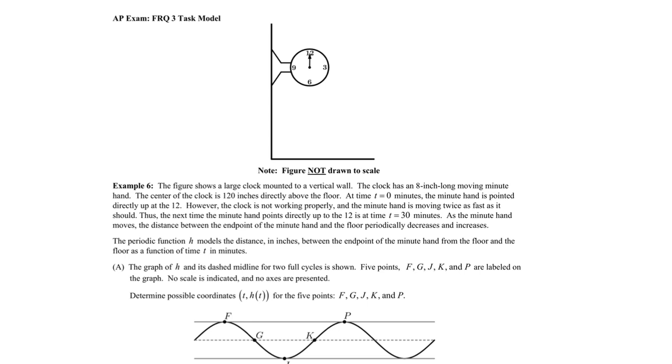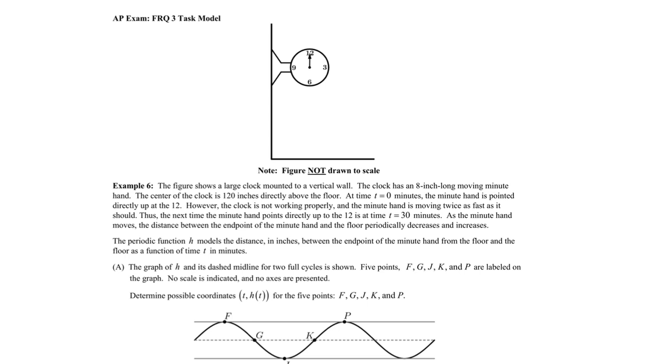Notice on this page it says AP Exam FRQ3 task model. So we know what the 4 free response questions are going to be like. We don't know the exact questions, but we know what they're going to be like, which gives us a big advantage on taking this test. So we know that FRQ3 is going to look something like this, okay? So we're going to spend some time doing a lot of these, because if we can get these FRQs down, we're in good position to pass this test.